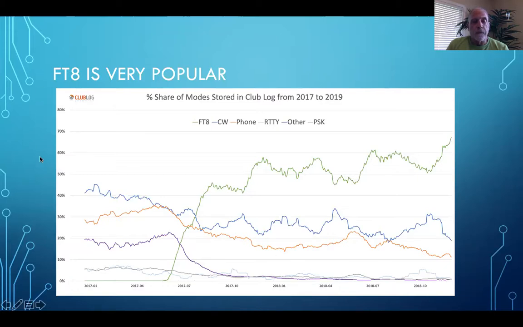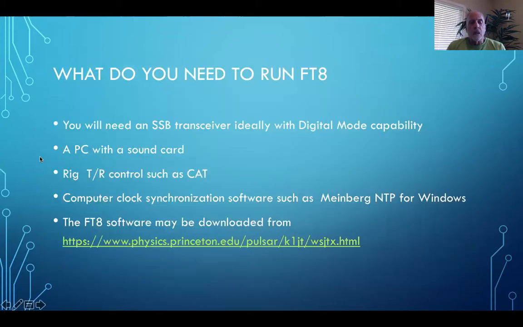from their station. So what do you need to run FT8? Well, you need a single sideband transceiver, ideally with digital mode capability that's already built in. A PC with a sound card, can be internal or external. External will usually work a little bit better. If your transceiver does not have a built-in sound card, you can use something like a SignaLink, for example, to interface your PC to your radio.